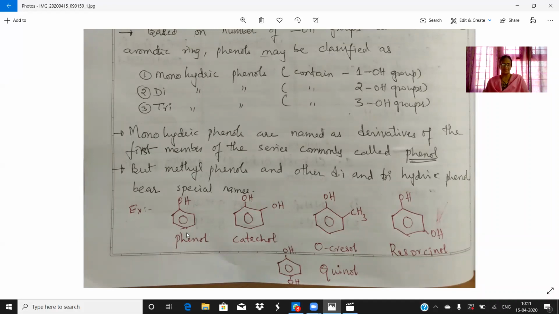Let us see the examples. First one is phenol, the first member of the series, that is on benzene ring OH group is present. And next example, dihydric phenols. Example is catechol, where two OH groups are adjacent to each other. And next example is orthocresol, where on toluene OH group is present in ortho position. And next one is two OH groups are present meta to each other. This is resorcinol. And another example is quinol, where two OH groups are para to each other.